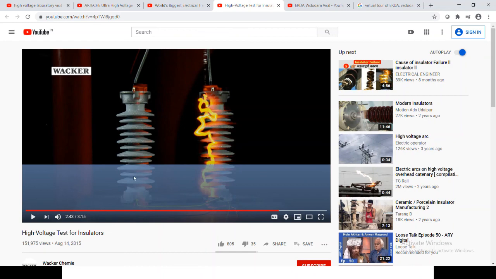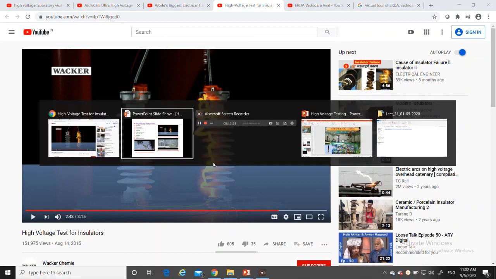One can improve the design by applying the coating to the line insulators, so that you can avoid the chances of flashover during contaminated conditions. Let's come back to our PPT.